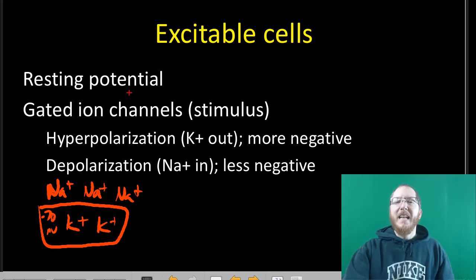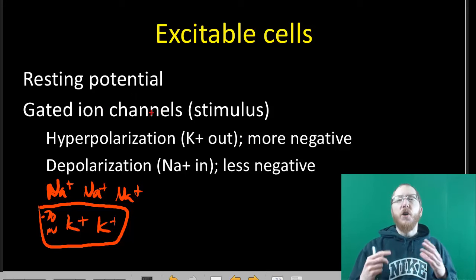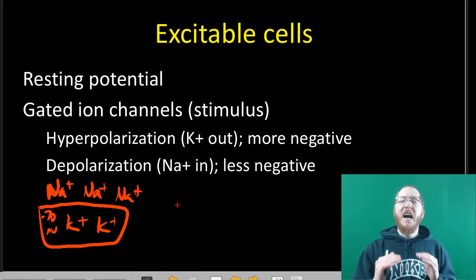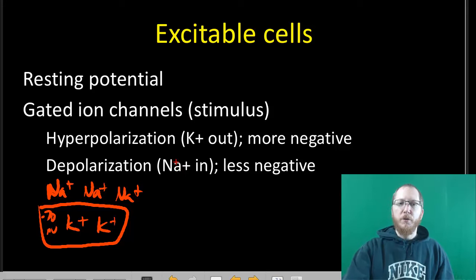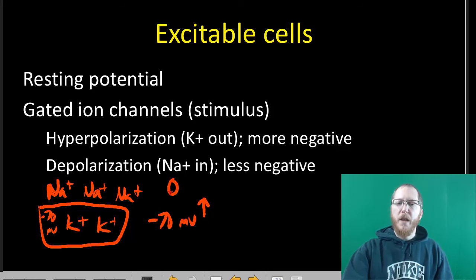But we also have these gated ion channels, which, if triggered, allow the gates to open and let specific ions, whether it's sodium or potassium, pass through. So if I open up a series of sodium channels, that's going to depolarize things. It's essentially going to make me go from negative 70 millivolts up towards 0, right? So that's depolarization. This is what happens if I open up Na+ channels.